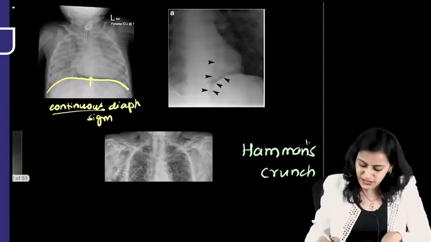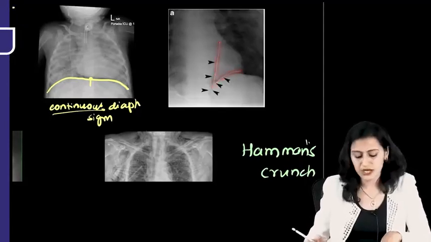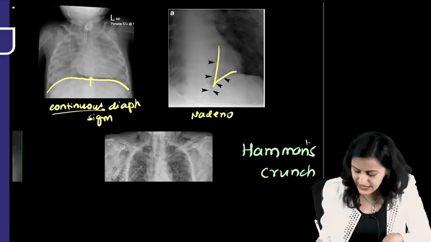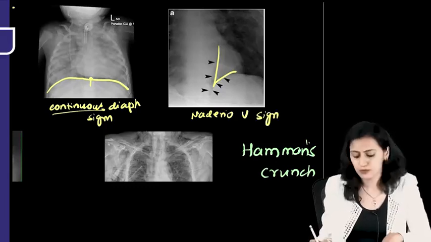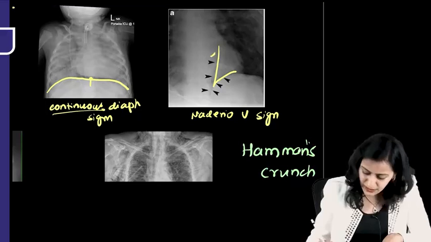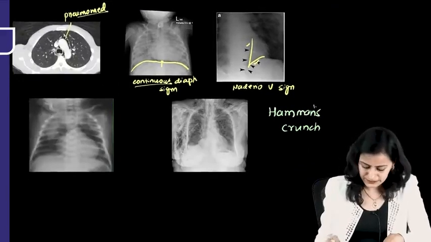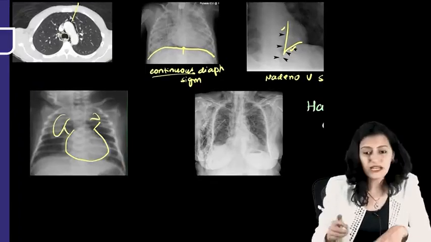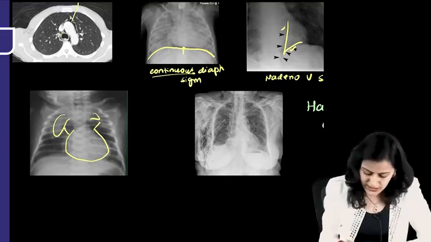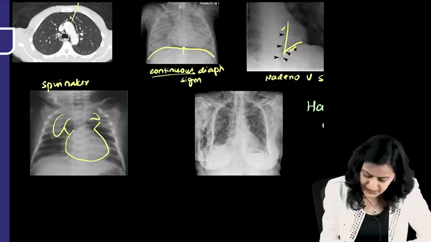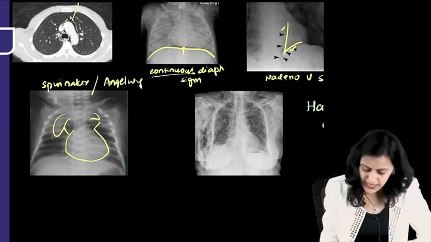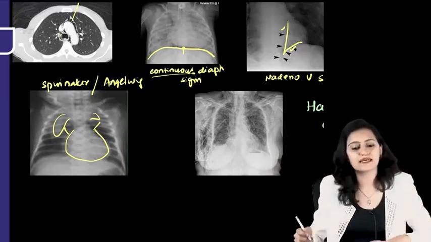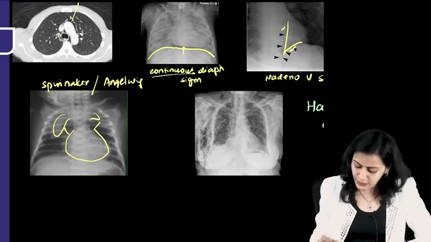Next, what is this sign here? Here you can see this V-shaped accumulation of air. So this one is the Naclerio's V sign. This is the Naclerio's V sign in pneumomediastinum, where there is air in between the aorta and the diaphragm, the V-shaped air. This one here is the heart, and this is the thymus, which is separated from the heart because of the air. So this is called the spinnaker sail sign or the angel wing sign. When the thymus gets separated because of the air in the mediastinum, that gives the spinnaker sail sign or the angel wing sign.